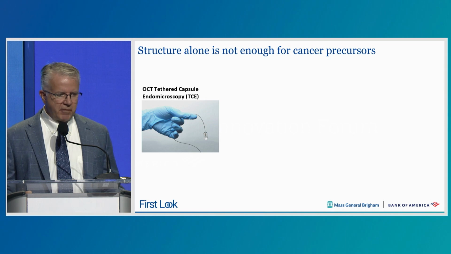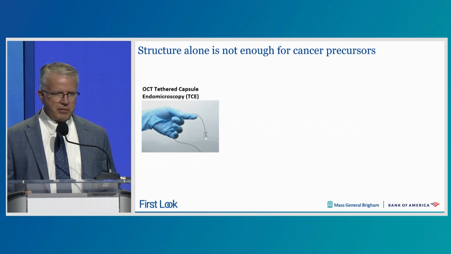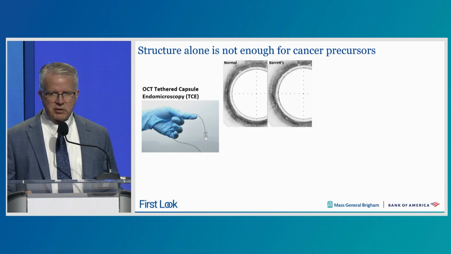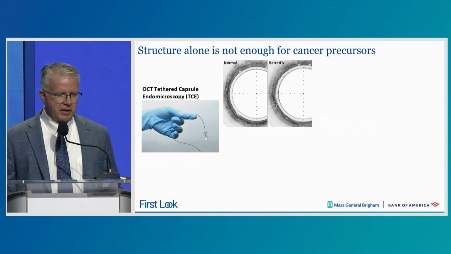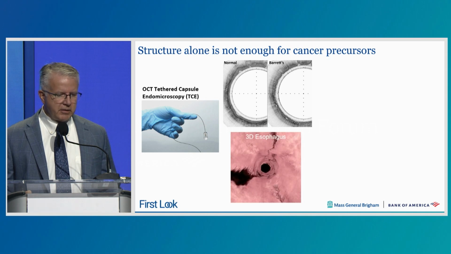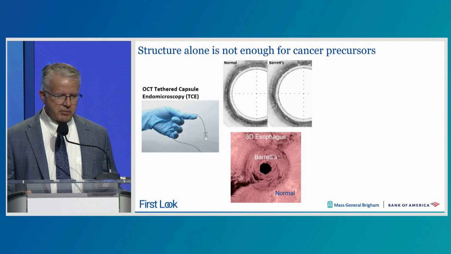For Barrett's esophagus, we have developed something called an OCT tethered capsule endomicroscope for screening for Barrett's. And this is a capsule on a string that you can swallow. Once it's swallowed, it grabs cross-sectional images of the entire esophagus, and you can distinguish the normal esophagus from Barrett's because the normal has a layered structure, and in Barrett's, you lose that layered structure and you have replacement of the surface of the esophagus with these intestinal-like cells.